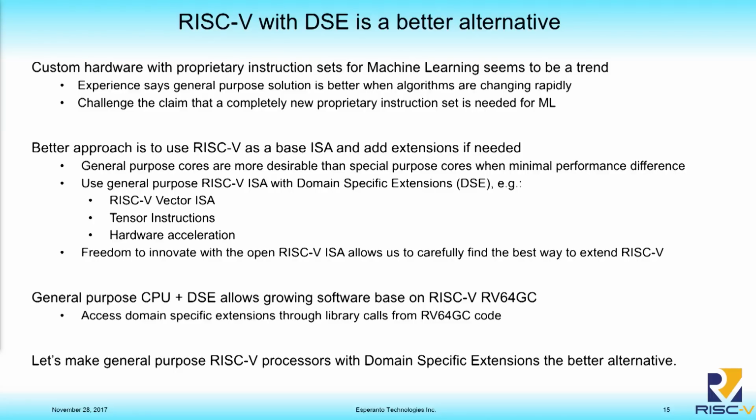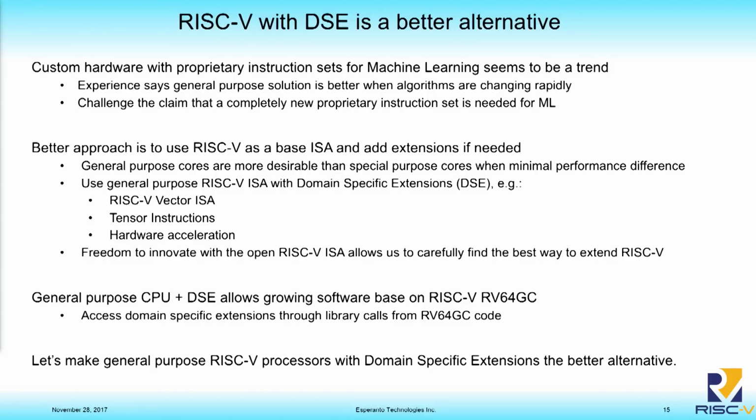So we think the better approach is to use RISC-V as a base instruction set and add some instruction extensions if necessary. That's the wonderful flexibility of RISC-V. So we can add things like the vector ISA if you need more floating point. Tensor instructions can help do specific algorithms for machine learning. And hardware acceleration can also be applied if you can't get there normally. But we have the freedom to innovate with the RISC-V ISA.